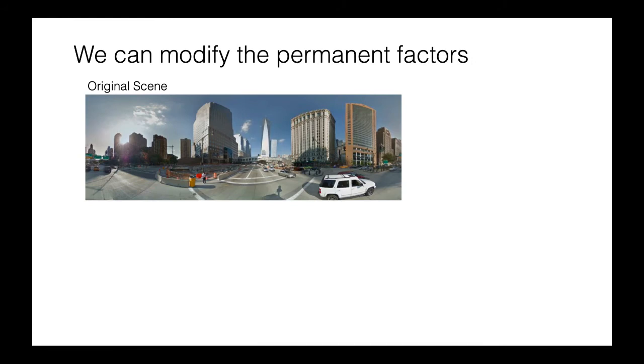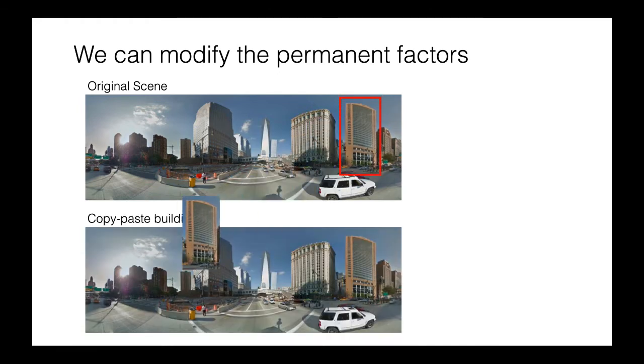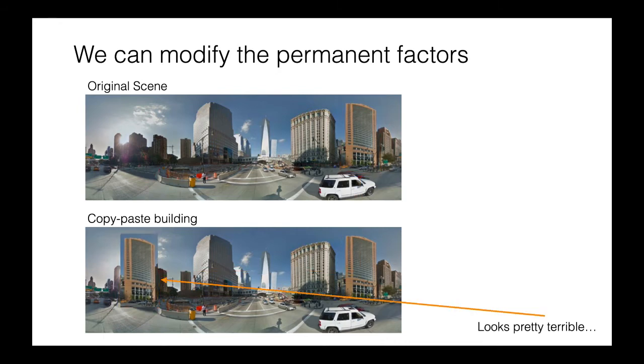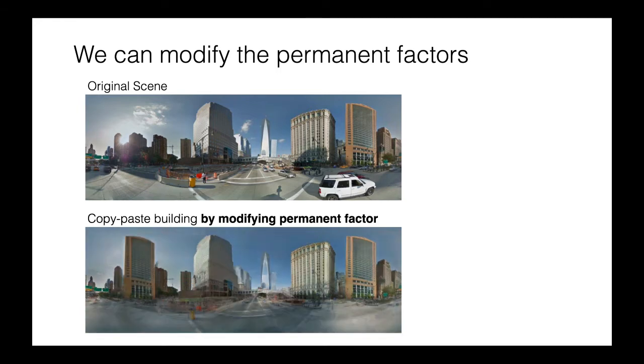Finally, with a disentangled permanent representation, we can also modify a scene by duplicating a building. If we just copy-paste the pixels of the building from here to here, it looks pretty terrible as there are obvious edges where the building was pasted. But if we instead perform the copy in the permanent factor, we get a nicely blended result.